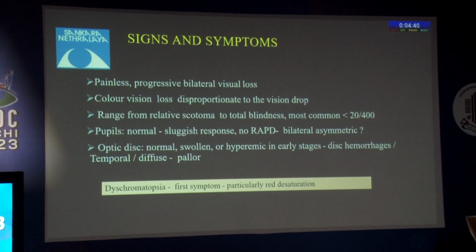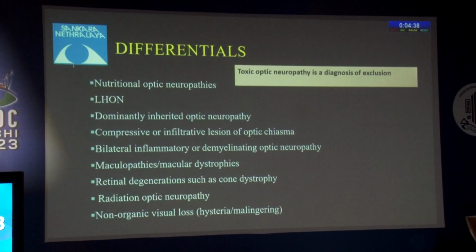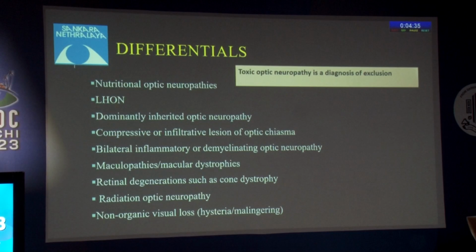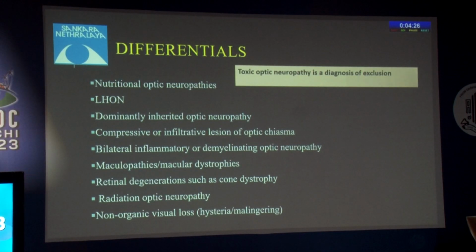So disc chromatopsia is the first symptom, particularly the red disc saturation. And remember, toxic optic neuropathy is always a diagnosis of exclusion, and you have a whole list of differentials to consider before making that diagnosis for the patient.